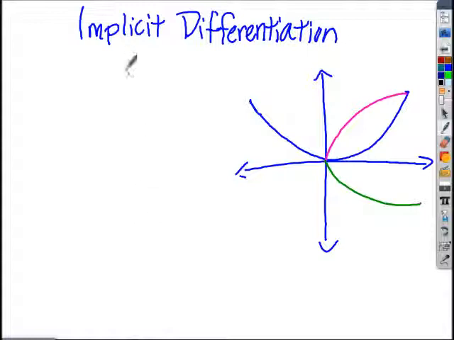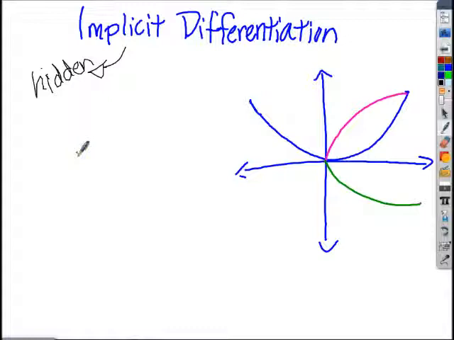Well, implicit you could think of as hidden. So x and y are mixed in together, and it may be an equation that you can't easily solve for y, so that y is explicitly defined in terms of x. So implicit differentiation is when we get an equation that's not y equals something in terms of x.